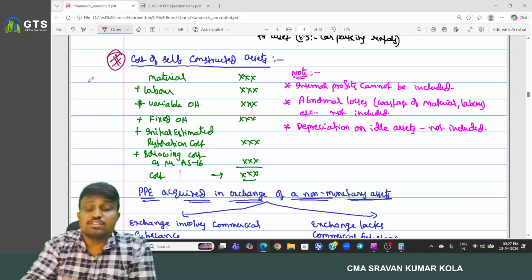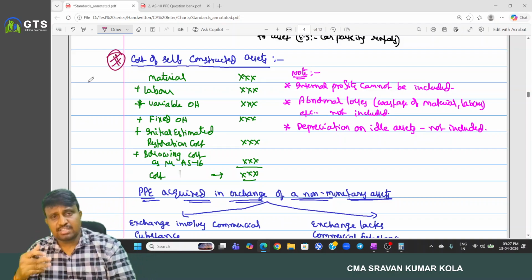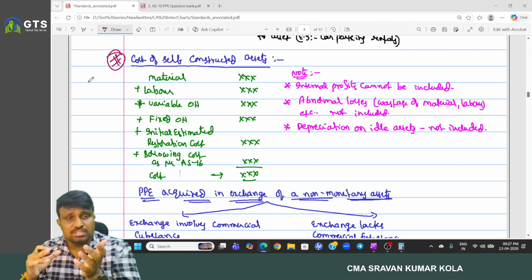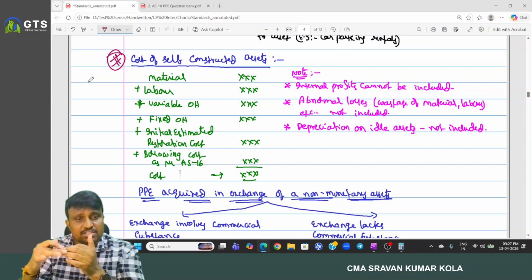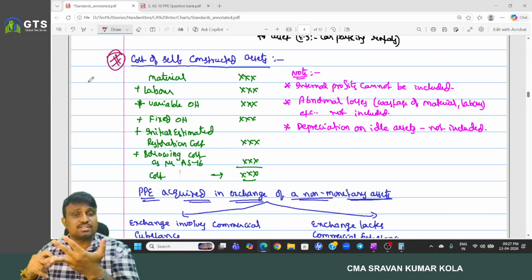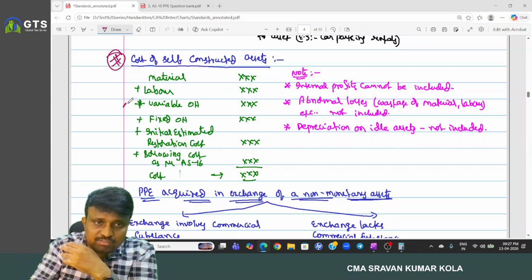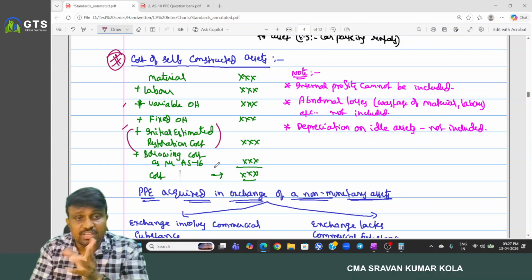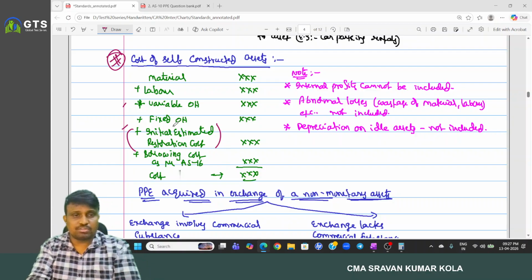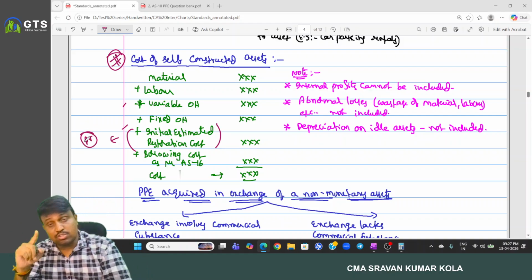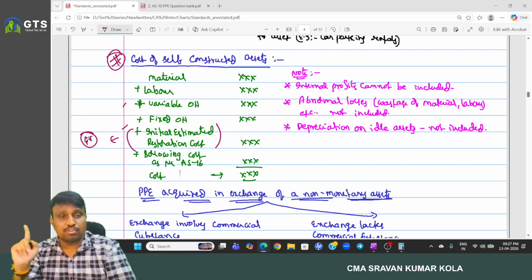Cost of PPE in case of a self-constructed asset. Self-constructed asset means we purchase each and every element relating to the asset, and we are doing the construction, involving material purchase, labor we used, and expenses, etc. So material cost plus labor plus variable overhead and fixed overhead, and initial estimated restoration cost, if any. For this also we have to use the present value of restoration cost to be incurred at the end of the life of the asset.